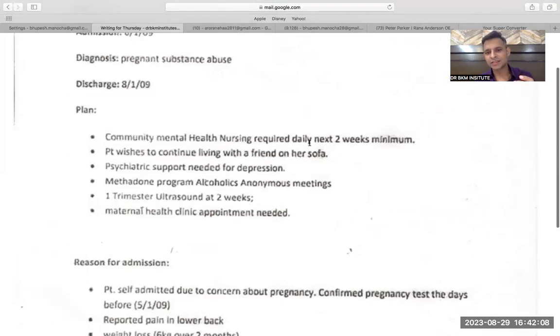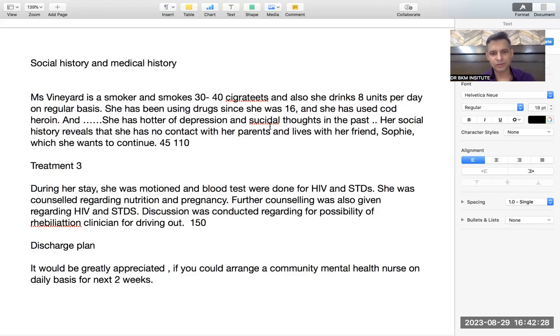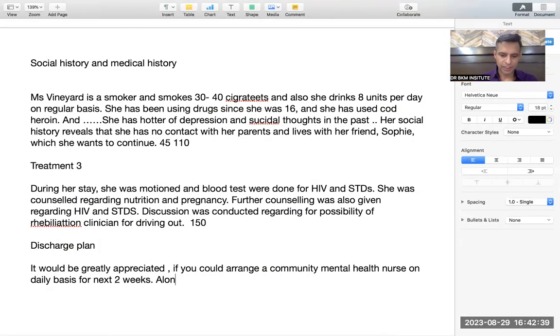Community mental health nurse required daily next 2 weeks minimum. If you could arrange a community mental health nurse on a daily basis for the next 2 weeks. Why does she need a community health nurse? Because she is having suicidal thoughts, depression, drug usage. So that is the first thing. Second thing, she needs psychiatric support. Along with this, just use a small connector. Along with this, she needs psychiatric support for depression.